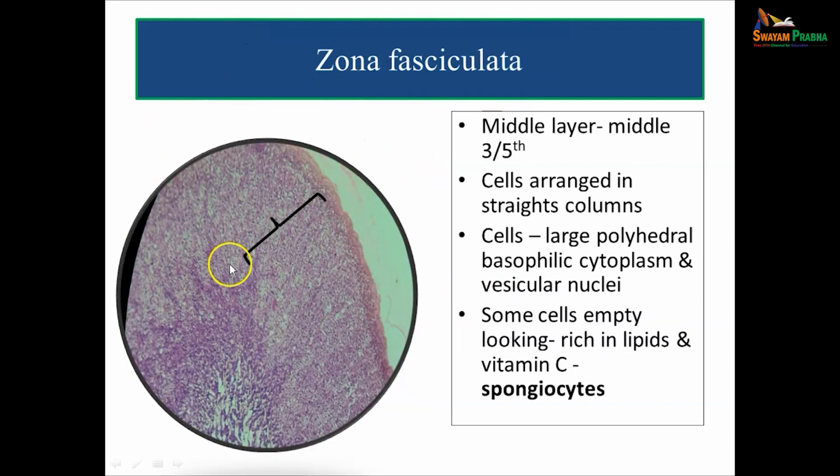The middle layer is called zona fasciculata, which forms the middle three-fifths of the cortex. The cells are arranged in straight columns. The cells are large polyhedral basophilic cells with vesicular nuclei. Some cells look empty because they are rich in lipids and vitamin C. They are called spongiocytes.